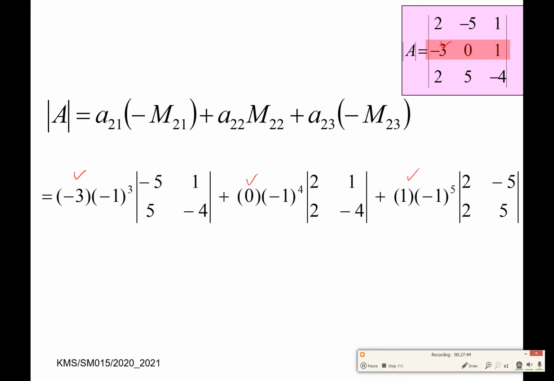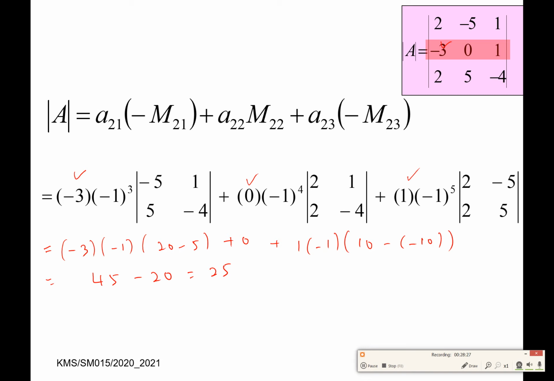So make this shortcut. This is negative 3, then this is negative 1, and this is 20 minus 5. Of course this is 0, don't calculate that. This is 1, negative 1, and this is 10 minus 10. So it is 45 minus 20, and the answer is 25.